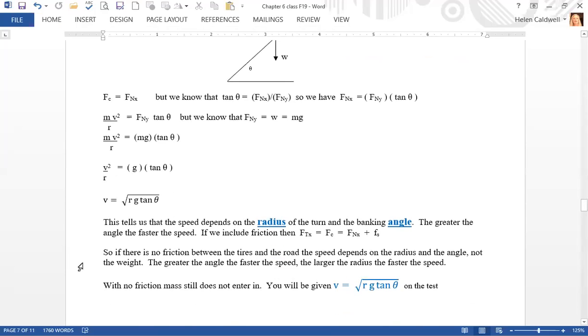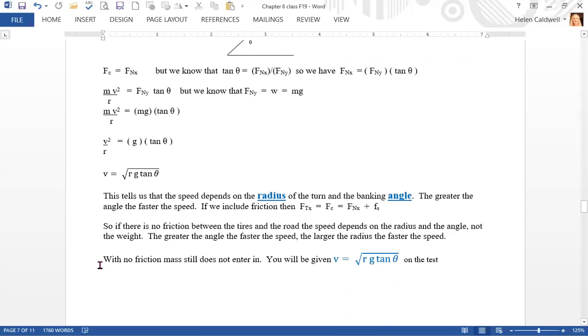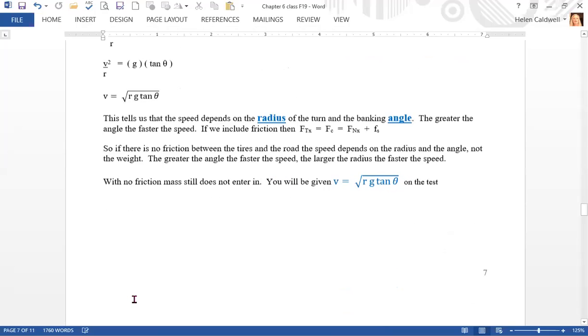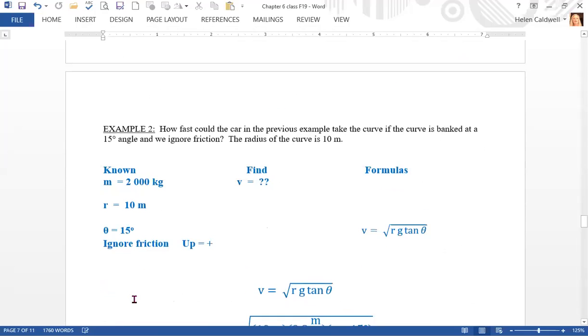All right. In this equation, there's no friction between the tires and the road. Well, in the real world, we know there's friction. But we're going to assume no friction. And you'll notice in this equation, mass still doesn't enter into the equation. So if we're given the two V equations, the one we had in the previous example and this one, they'll be provided. So let's look at this example.